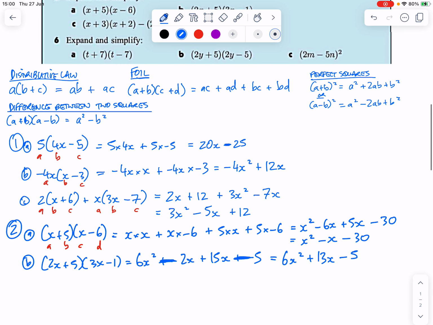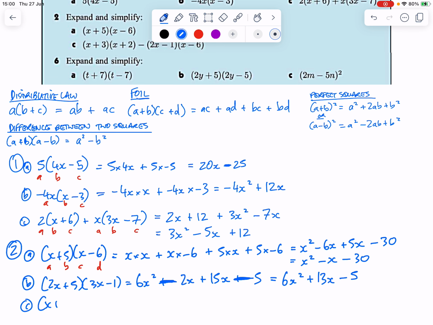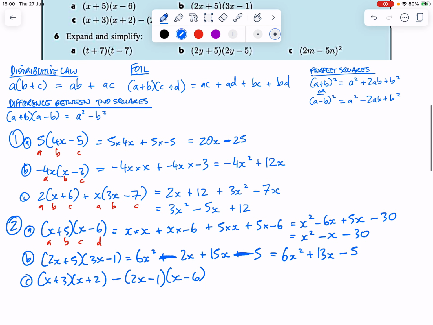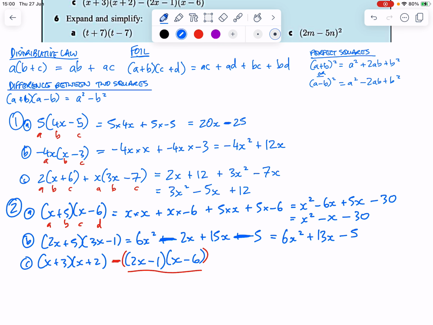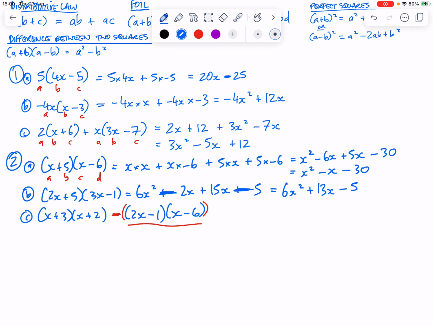C. Oh, we've got 2 FOILs here. (x plus 3)(x plus 2) take (2x take 1)(x take 6). So the trick with this is you have to be careful. This negative sign here applies to the answer of this whole FOIL. So it's important that you bracket that, get the answer to that FOIL, and then apply the negative to all the terms in there. So FOIL the first one.